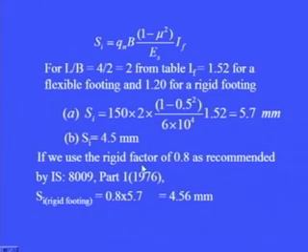If we use the rigidity factor of 0.8 as recommended by IS 8009 part 1 1976, then the immediate settlement of the footing, if we multiply the flexible one, 0.8 into 5.7, comes out to be 4.56. So, these two values you can see are comparable.